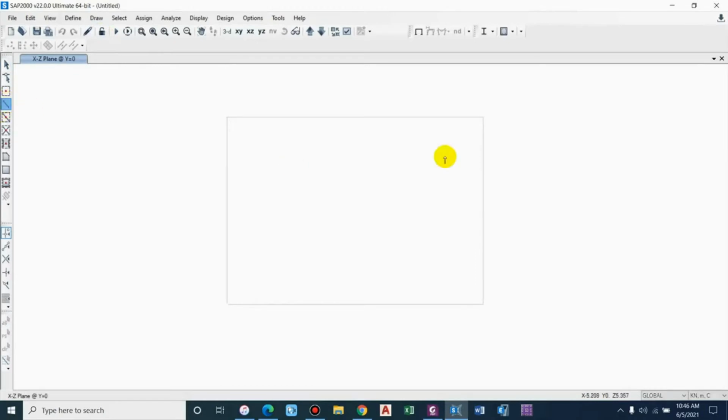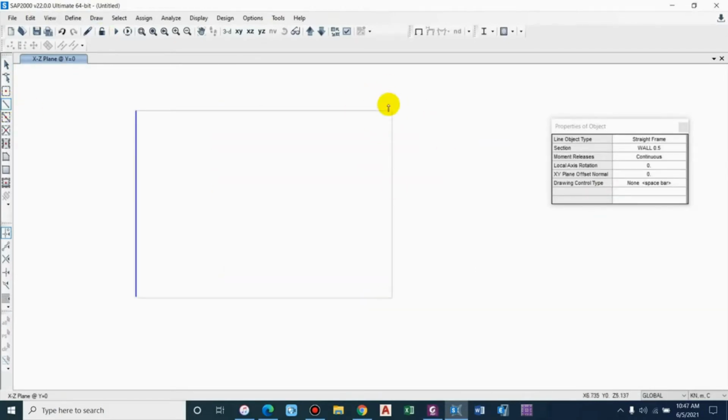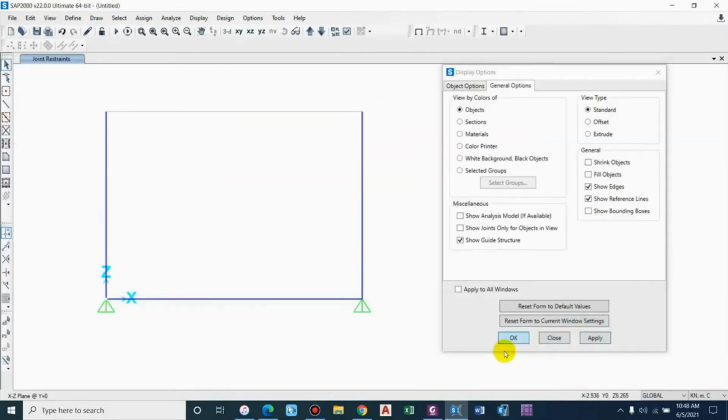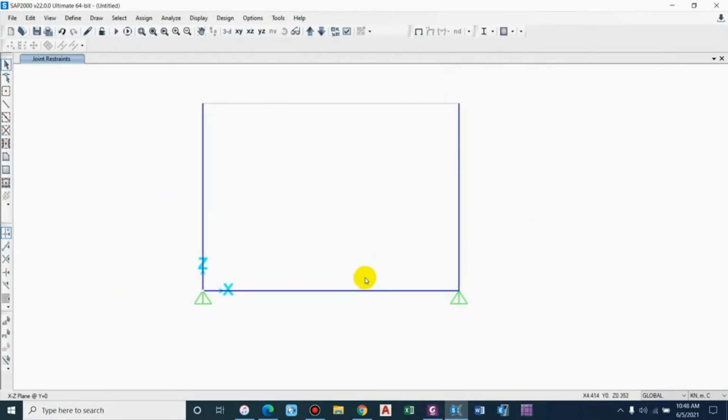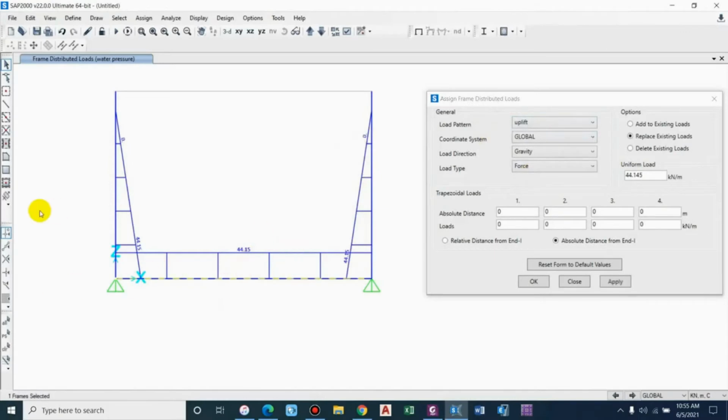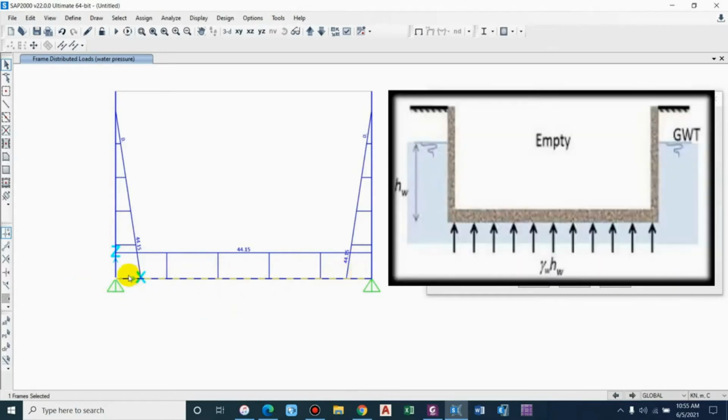Now let us draw the structure. Okay. Now the next step is to apply the loads. Assign the uplift. So basically the uplift force arises due to the restriction provided by the base slab for the movement of water in the vertical direction.